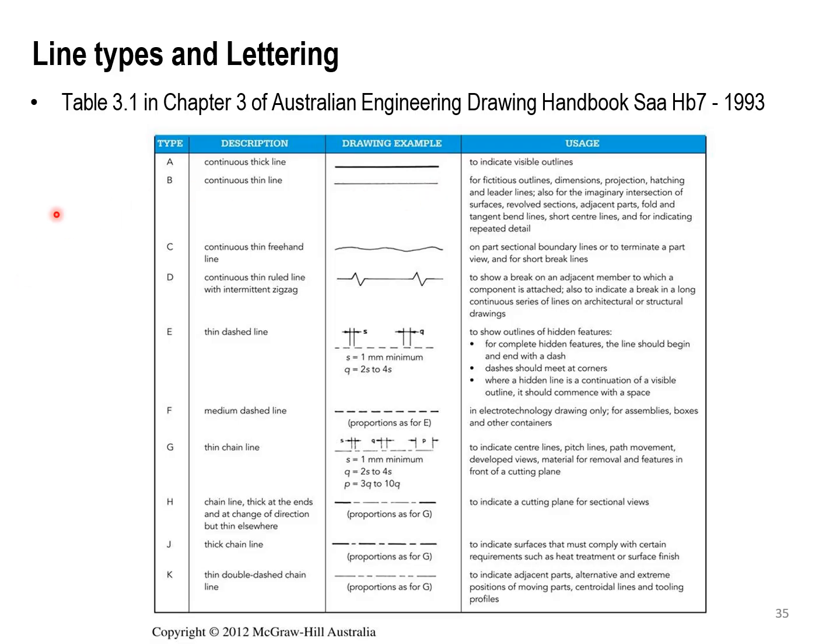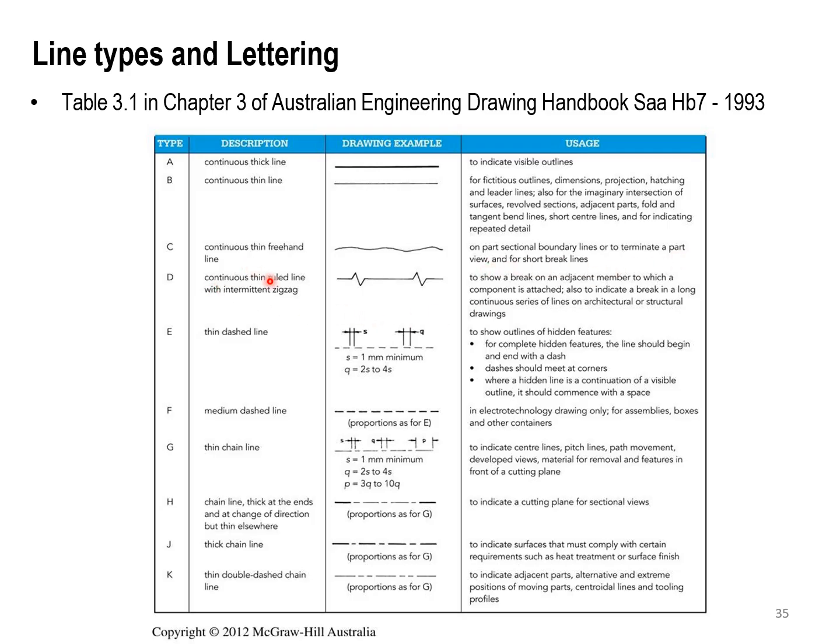So for example, again, to have a square shape, and I would like to know the length of one of the sides, usually I put thin lines at both ends, an extension of these two corners, and I put a line between them to tell that the distance between this one and that one is equal to whatever the value is. Also, we can have a continuous thin freehand line, used for part sectional boundaries or the terminations of the part's view, and for short break lines.